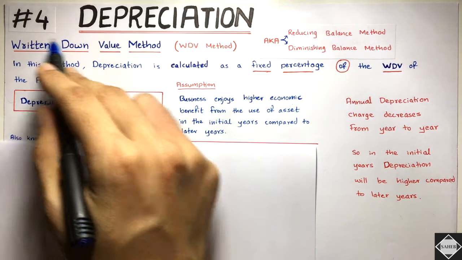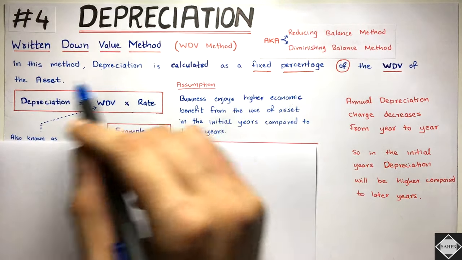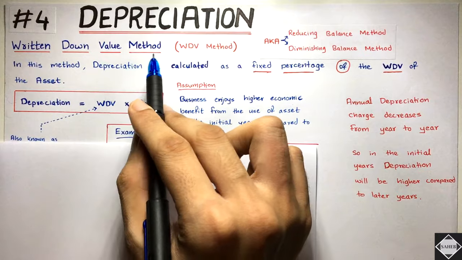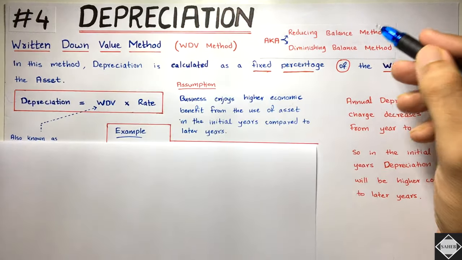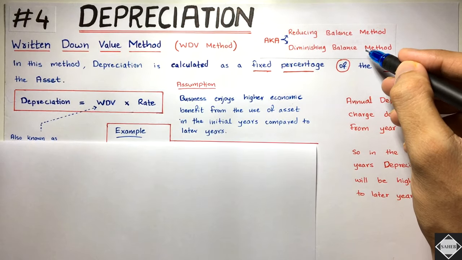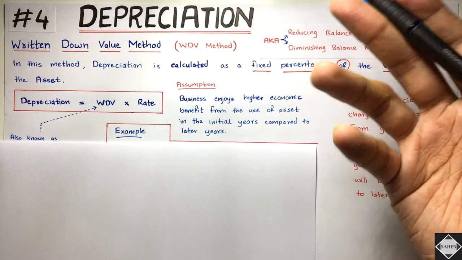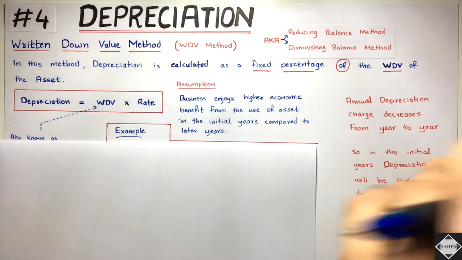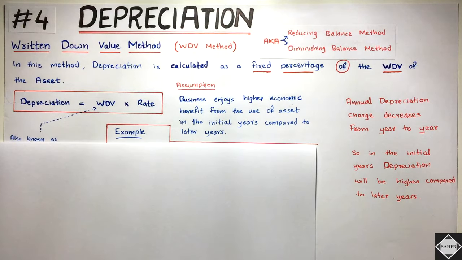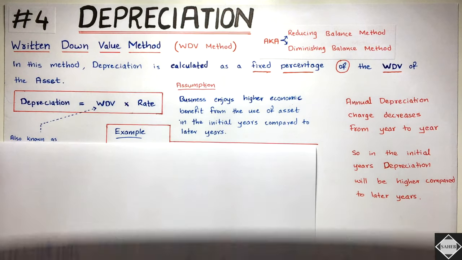Today in this fourth video of the depreciation chapter, we are going to understand the concept of the written down value method, which is also known as the reducing balance method, diminishing balance method, or declining balance method. So many different names are there. You can call it whatever you like. In different books, you will find different names, fine?